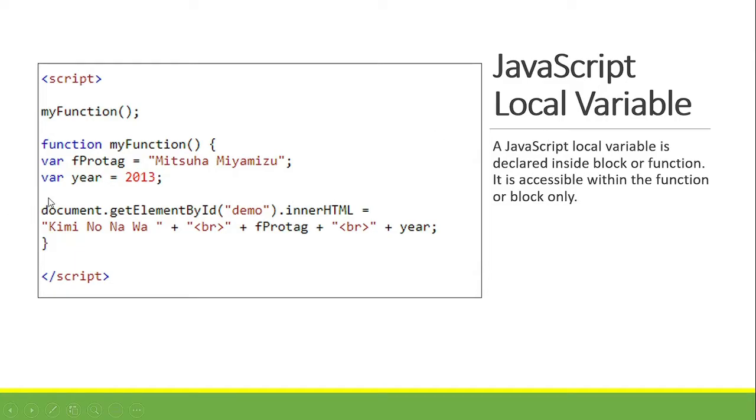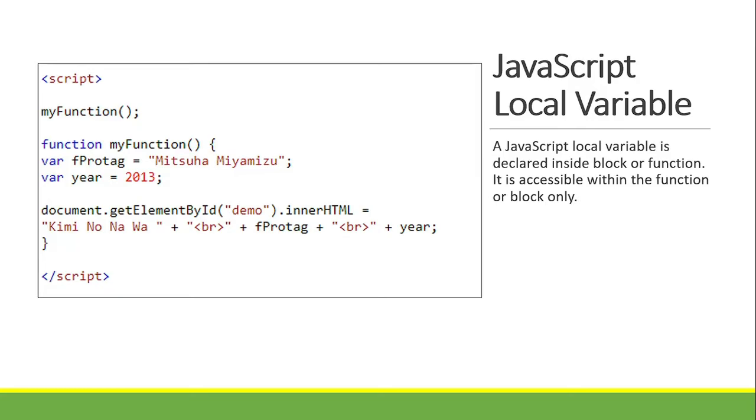So in this example, var, then ang variable name is fprotag, means female protagonist, is equal to the value, which is Mitsuha Miyamizu, the female protagonist of your name. So it accepts string. And in our next example is var year is equal to 2013, which is an integer or number. So just like in Java, kapag number, hindi natin kailangan ilagay sa loob ng double quote. This year is yung release date ni your name.